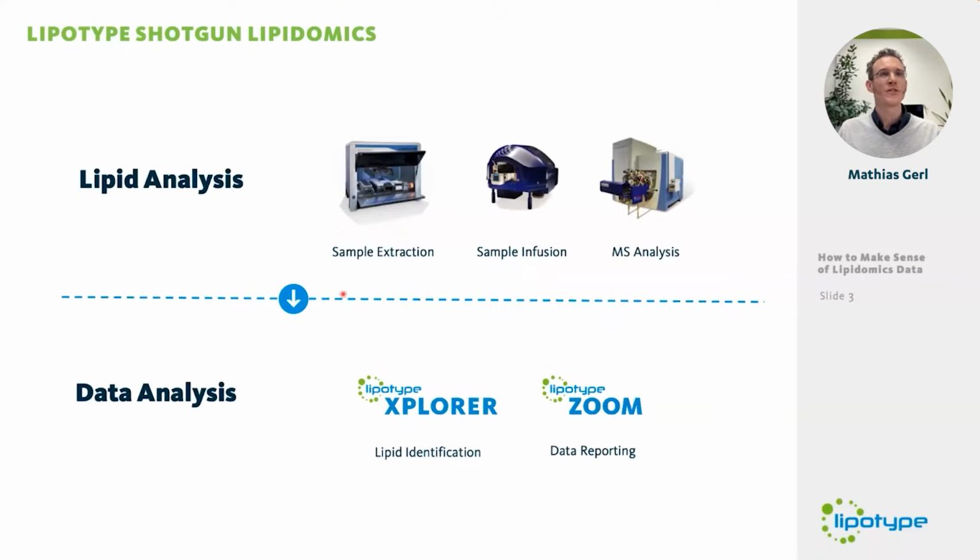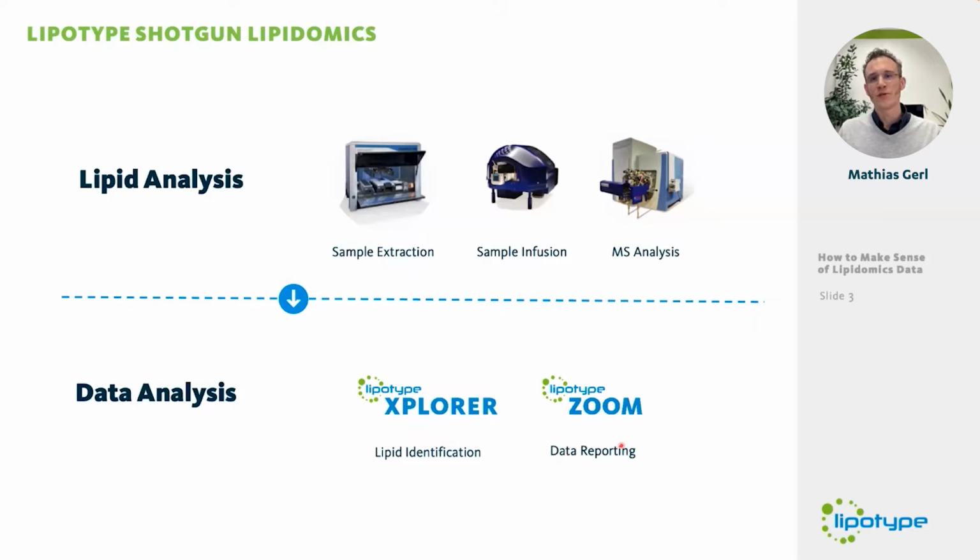We do lipid analysis, that is, we get samples in 96-fold format, we extract them, and then robotically infuse them into mass spectrometers. This results in spectra, and these spectra are then interpreted, which is already called data analysis, by an in-house tool called Lipotype Explorer, which does lipid identification. So it takes the spectra and says, okay, this is a lipid, and this has this amount.